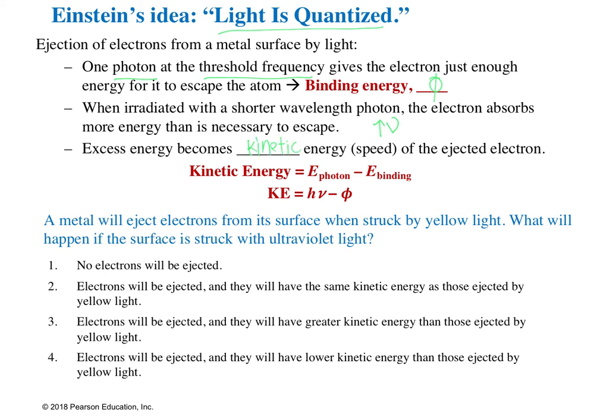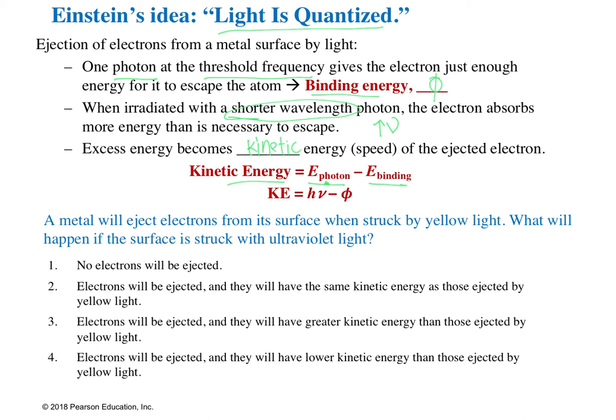Okay, so I have shorter wavelength, higher frequency, which means more energy than just the minimum binding energy. Now that extra energy is transferred into kinetic energy or the speed. So it's the energy of the photon that we shined at the metal surface minus the binding energy that is going to be equal to how much kinetic energy that electron has.